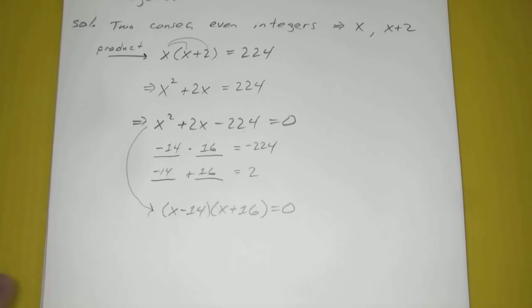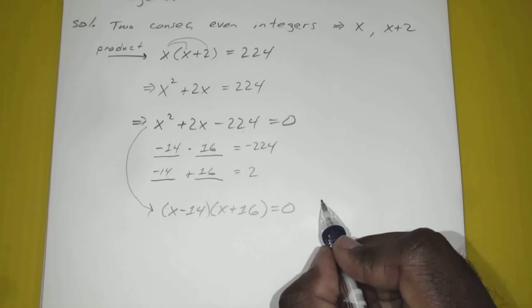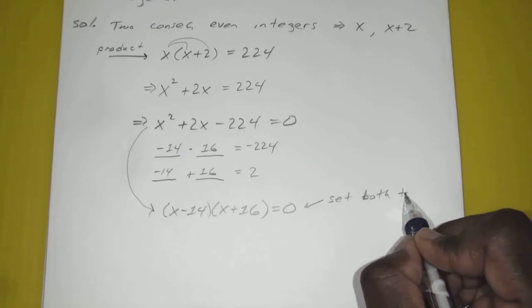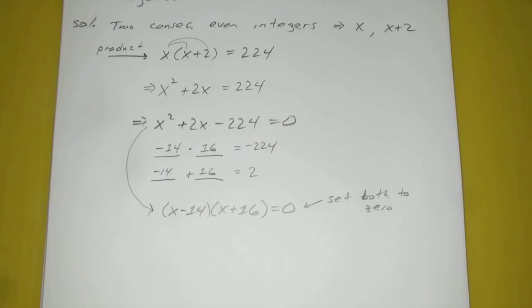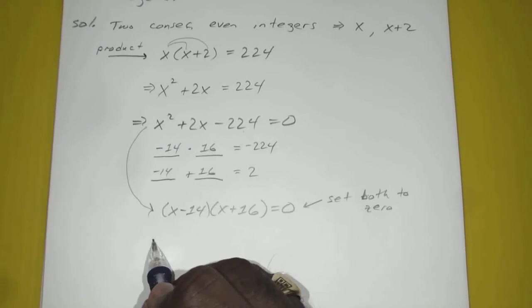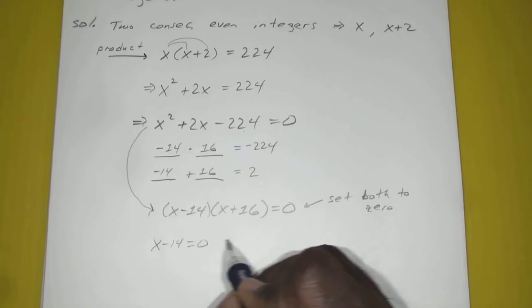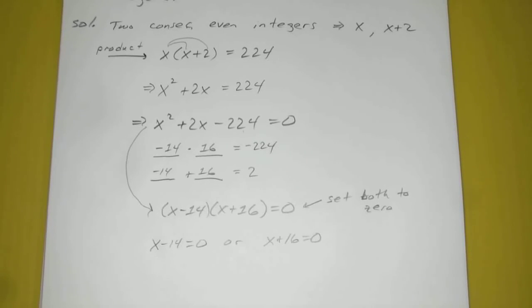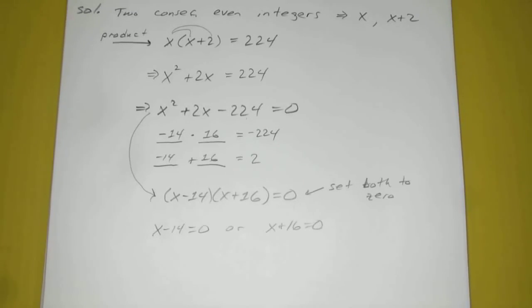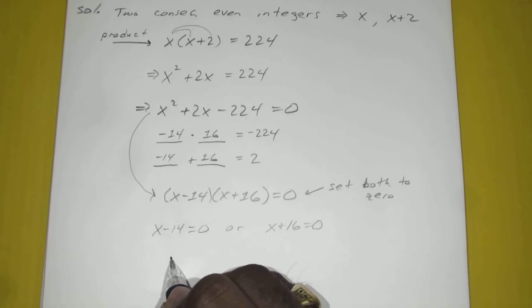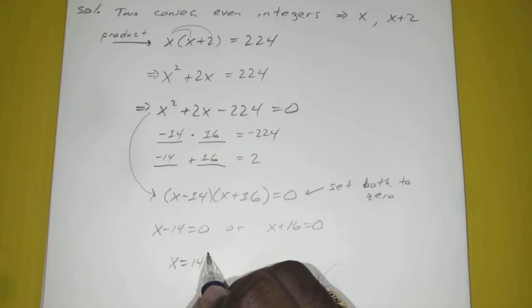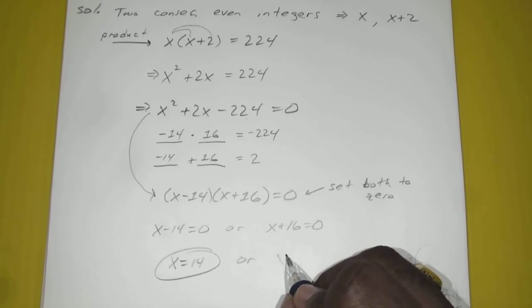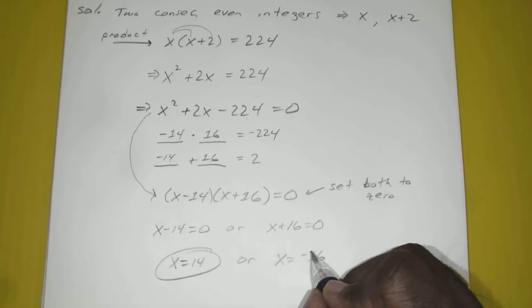Okay, so we know we just have to set both of those to 0. So x minus 14 equals 0, or x plus 16 equals 0. So if we add 14 to both sides, x equals 14. Or if we subtract 16, x equals negative 16.